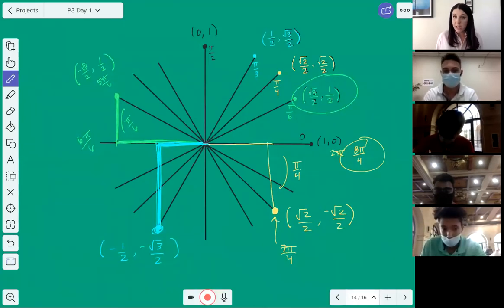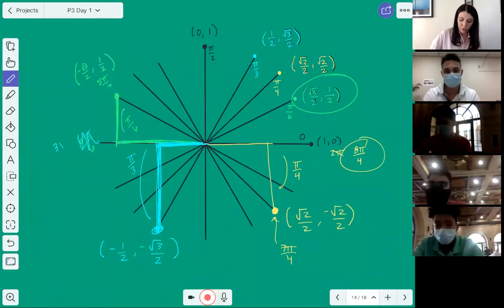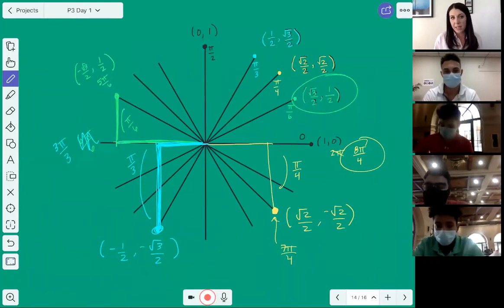Dylan, while we're at you, what do you think is the reference angle for this one? 60 degrees. How about in terms of radians? What would that reference angle be? Pi over 3. Perfect. So this is pi over 3 away, right? That's our reference angle, which is our 60 degrees. So if I change this to be 3 pi over 3, what angle would that be, Dylan?